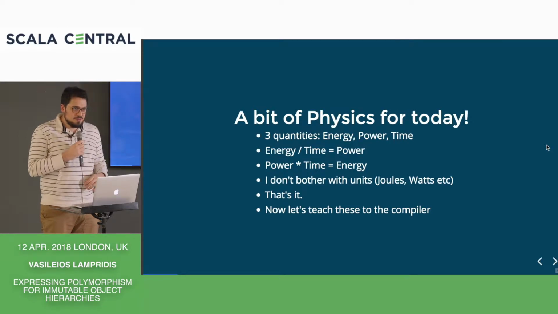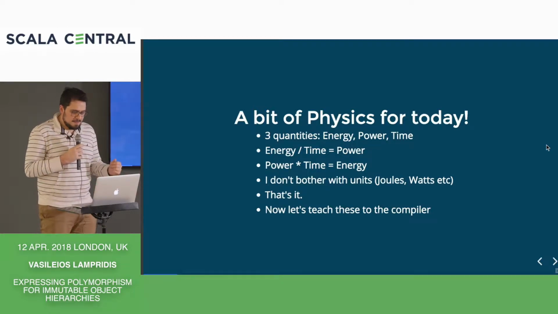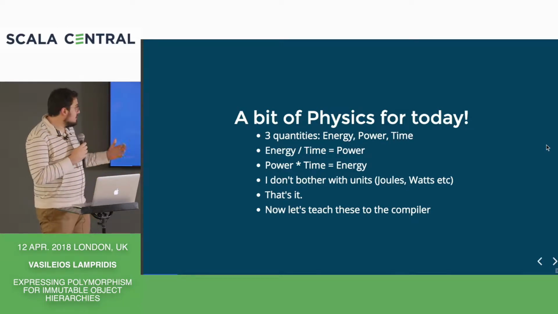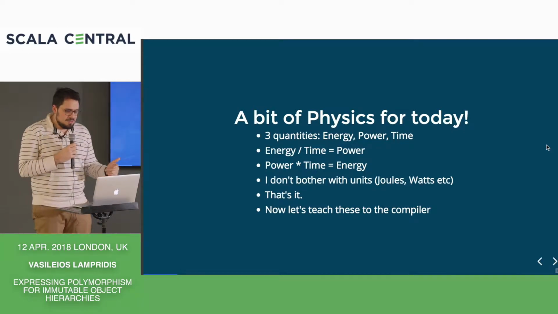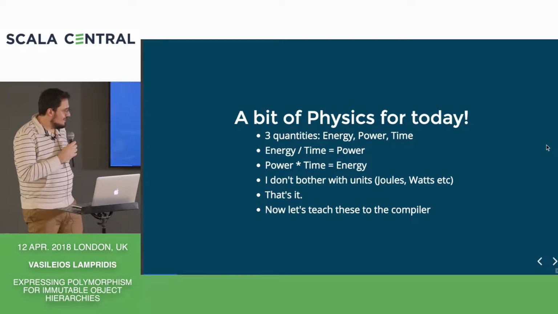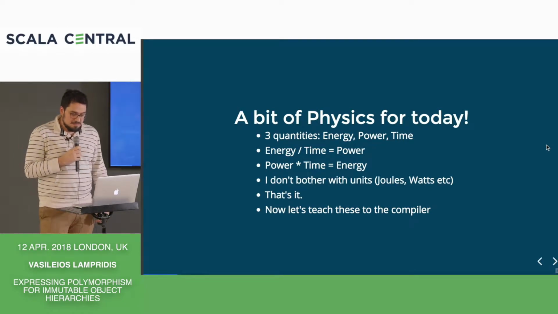And I chose to use an example that is very similar to what we actually do in our own code base and domain, which is we model quantities. I've just picked 3 of them: energy, power, and time, and they have some nice, interesting relationships between them. You can see them there. I guess from physics you might remember them. And I don't bother at all with units, just plain numbers behind the types.